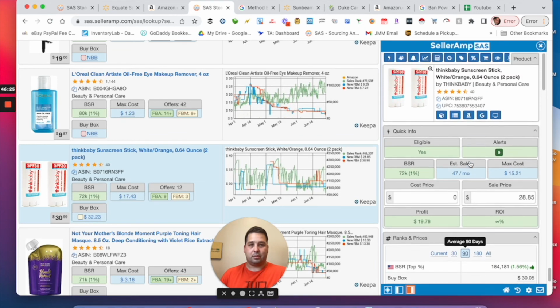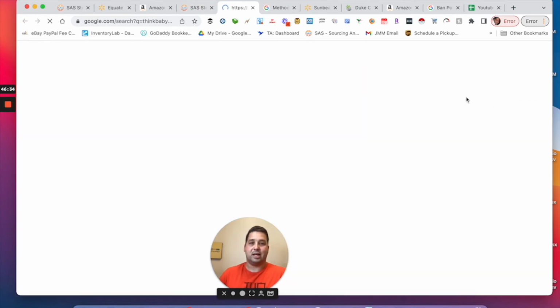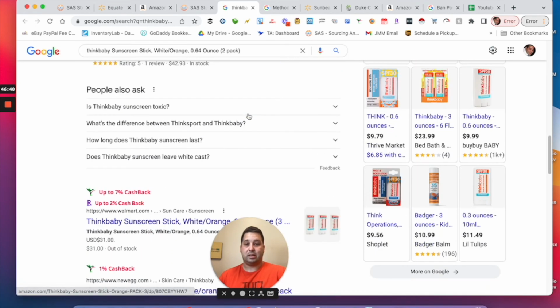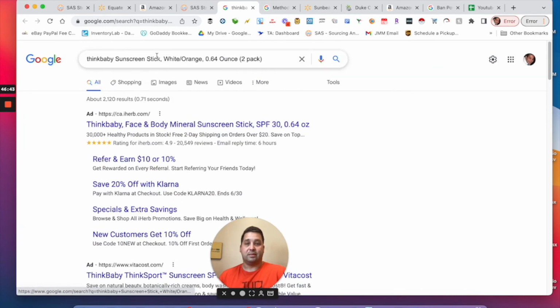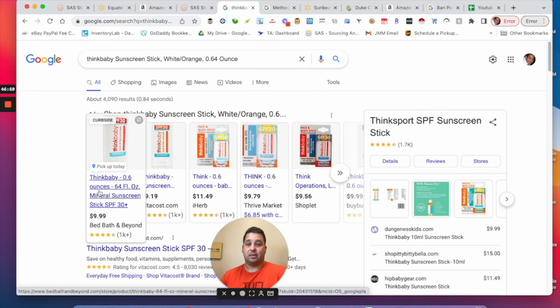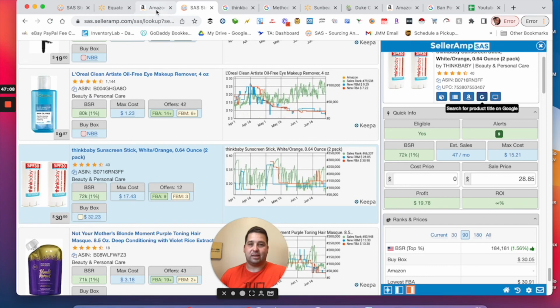All right. So we got Think Baby Sunscreen. 90 days, 30. Today it's 28. Price is probably declining a little bit. Let's see if we would even be able to buy it. Amazon. So sometimes you want to get rid of this 2-pack. It looks like it's selling for like $9.19. We need to get it for 15. This 0.6 ounces. Probably. Yeah. So I'm guessing someone probably got this on sale.